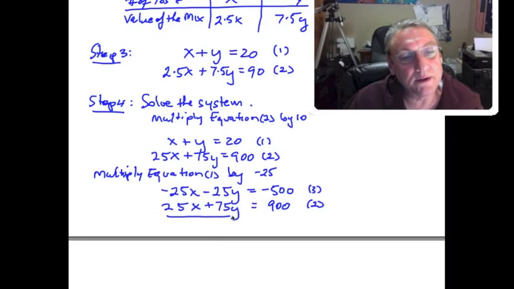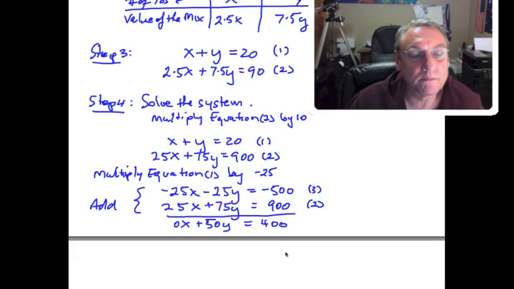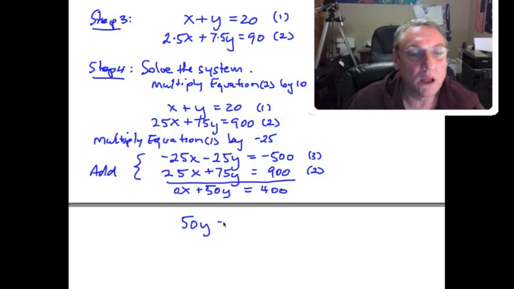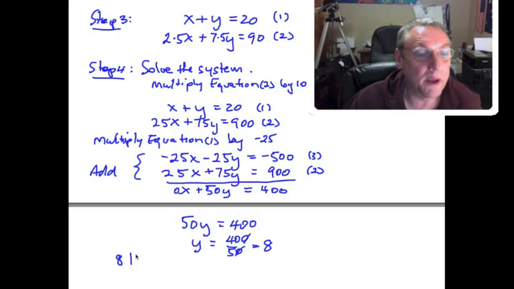Now, when I add these, we're going to get 0x here. We're going to get plus 50y is going to be equal to 400. So really what I have here is 50y equals 400, therefore y is equal to 400 divided by 50, which goes 8. Now what does that 8 represent? Well, the 8 represents the number of pounds that y represents, and y represented the chocolate almonds. So we are requiring 8 pounds of chocolate almonds.